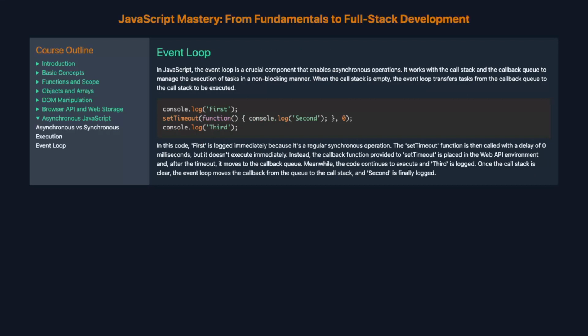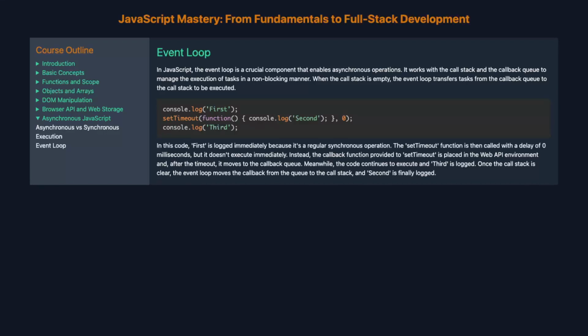Event loop. In JavaScript, the event loop is a crucial component that enables asynchronous operations. It works with the call stack and the callback queue to manage the execution of tasks in a non-blocking manner. When the call stack is empty, the event loop transfers tasks from the callback queue to the call stack to be executed. In this code, first is logged immediately because it's a regular synchronous operation.